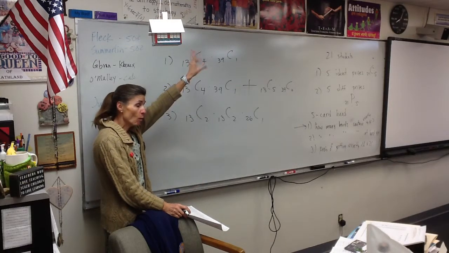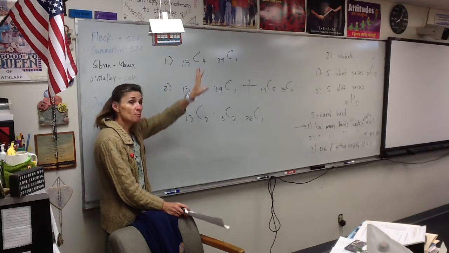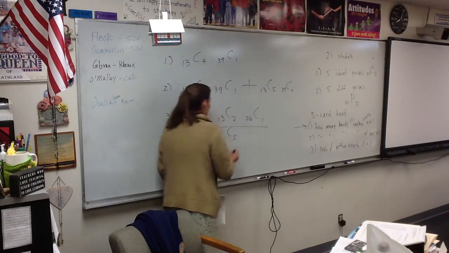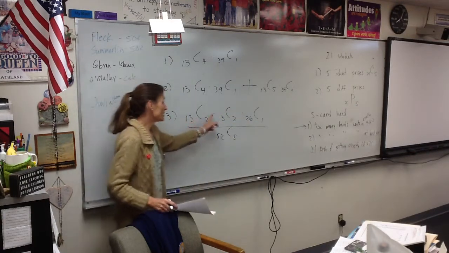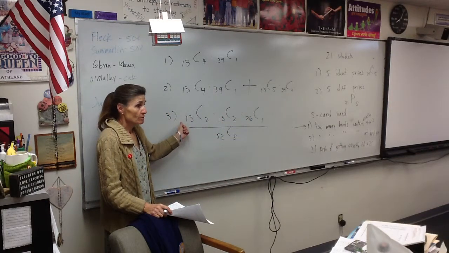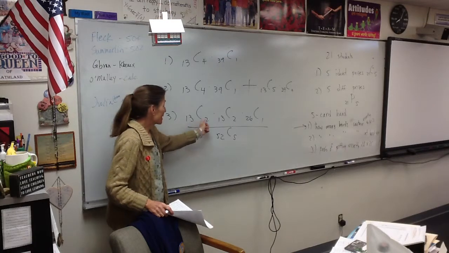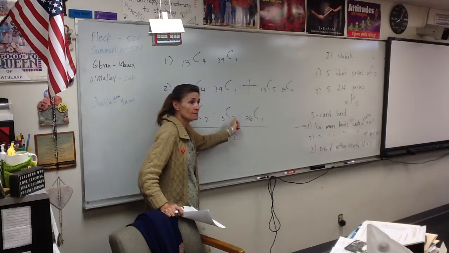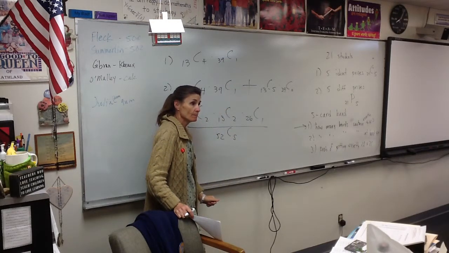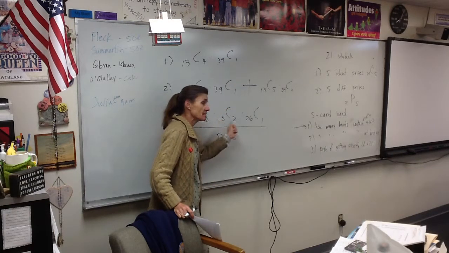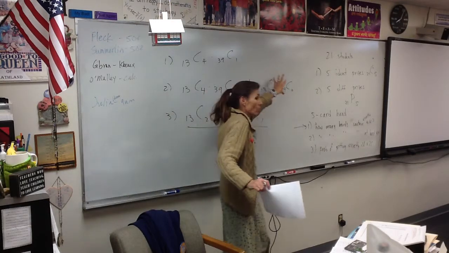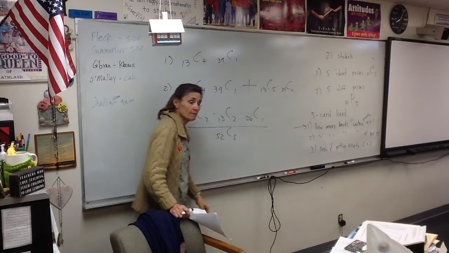Over. Why is this one over? Because it's probability. And what's it going to be over? 52C5. Perfect. Why are these multiplied? Because it's 2 diamonds and 2 clubs and 1 other card. When it's this and this and this, we multiply. If it's this or this, we add.